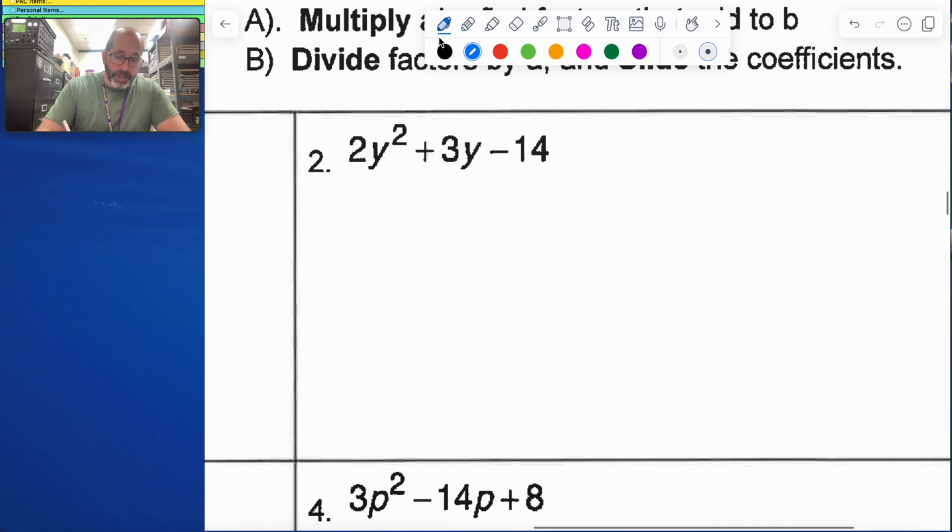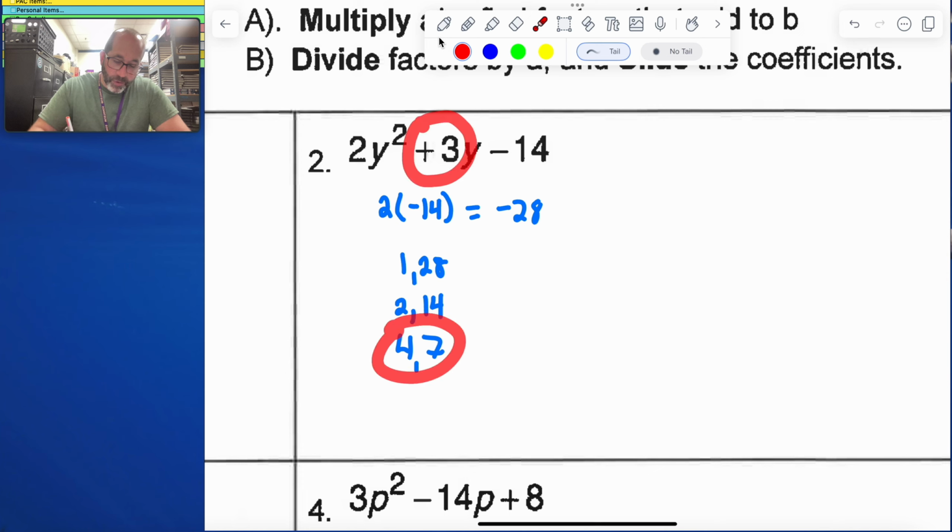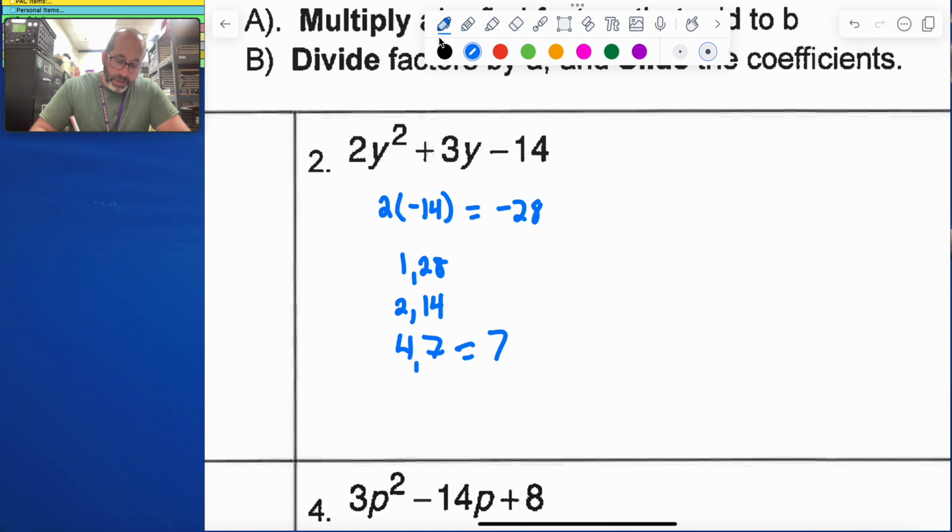This one, be careful. We got y's, so when you write your answers online, remember that there's y's involved here. And we're going to speed this up. 2 times -14 gives us -28. Factors of 28 are 1 and 28, 2 and 14, 4 and 7. We're looking for a positive 3 here, and we can only get that from 4 and 7. But the way to get this is going to be to do a 7 minus 4.